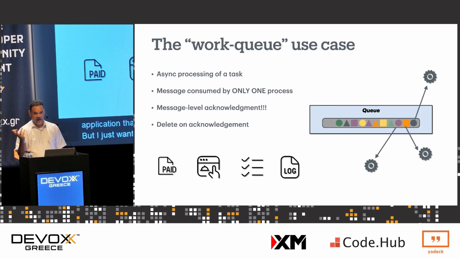Anybody ever heard the term fire and forget when it comes to messaging? That's where we get that from. A message, we want that message to only be consumed by one process. And we want message level acknowledgement, meaning we want to know when message 1 is done, message 3, message 5, when those are actually completed, when they have been processed.